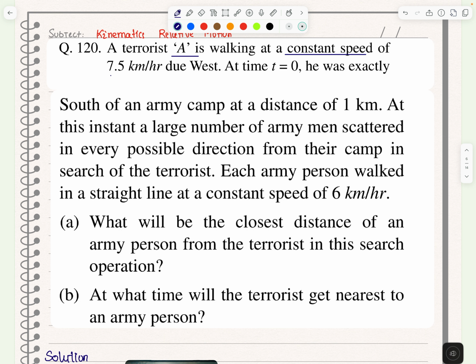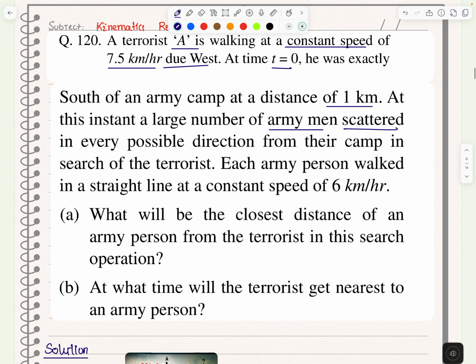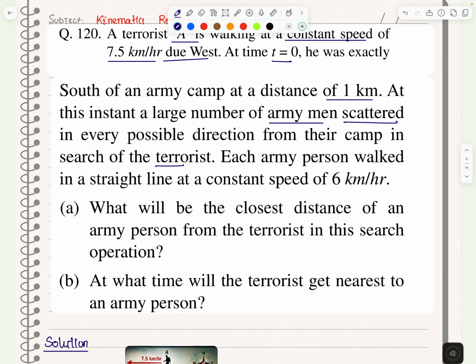A terrorist A is walking at a constant speed 7.5 km per hour due west. At t equals to 0, he was exactly south of an army camp at a distance of 1 kilometer. At this instant, a large number of army men scattered in every possible direction from their camp in search of terrorists. Each army person walked in a straight line at a constant speed of 6 km per hour.